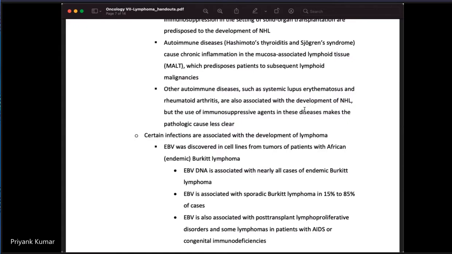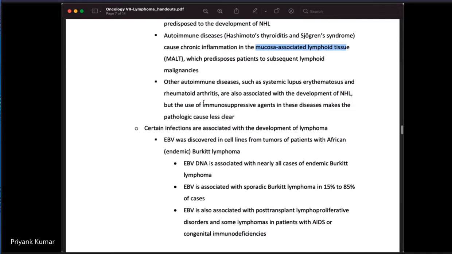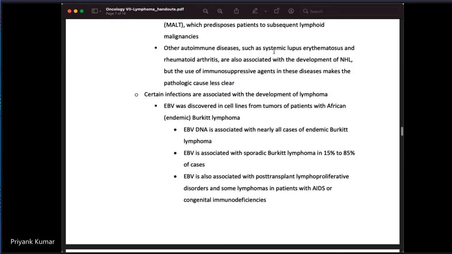Patients that have autoimmune diseases like Hashimoto's and Sjogren's syndrome are associated with inflammation of mucosa-associated lymphoid tissue, MALT. All these conditions are associated with lymphoid malignancies. Autoimmune diseases like systemic lupus and rheumatoid arthritis are also associated with NHL.